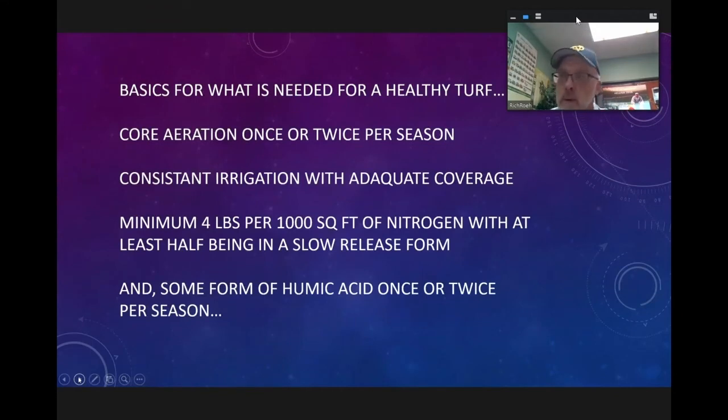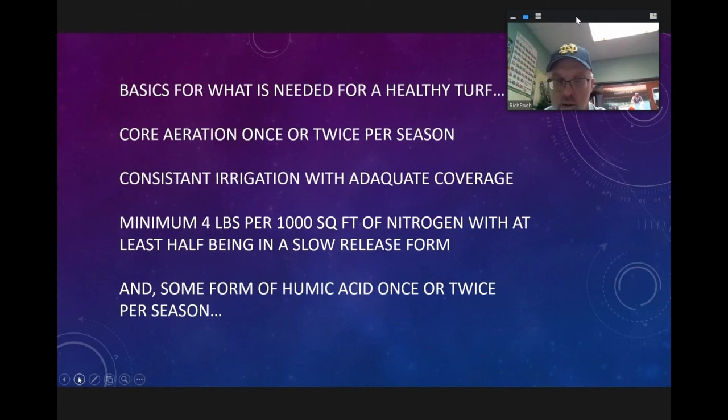All right, the basics for what is needed in a healthy turf. We're recommending aeration still, pulling plugs out of a lawn. Deeper is better, spring and fall, at a time when the soil temperatures aren't so high that you're going to dry out the root zone of that turf grass.